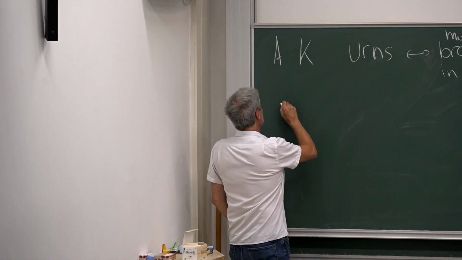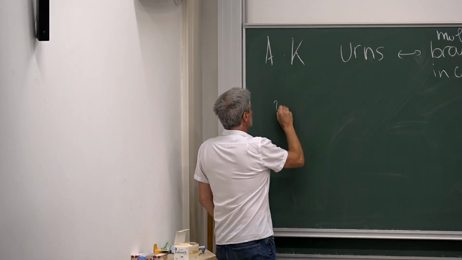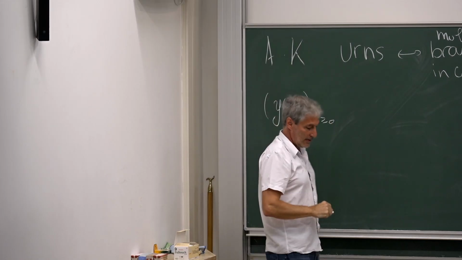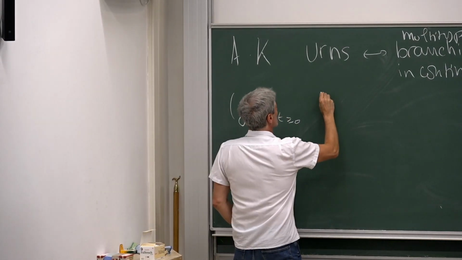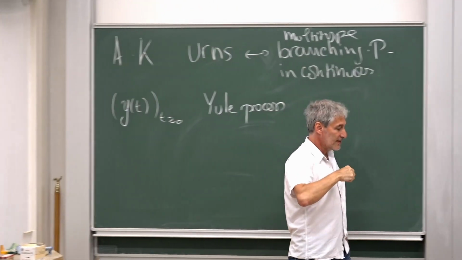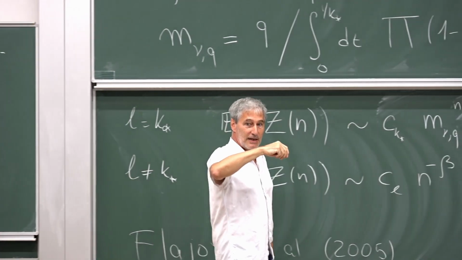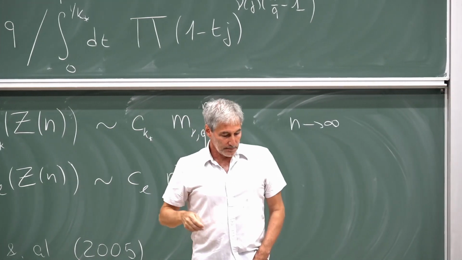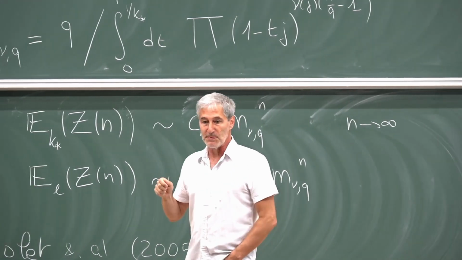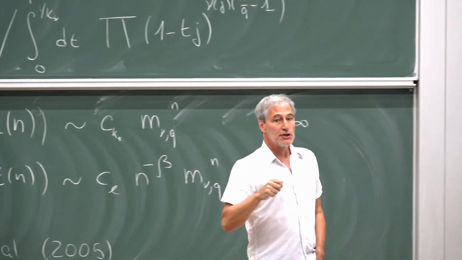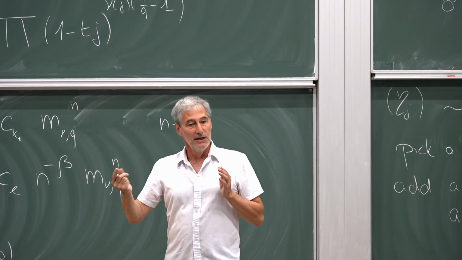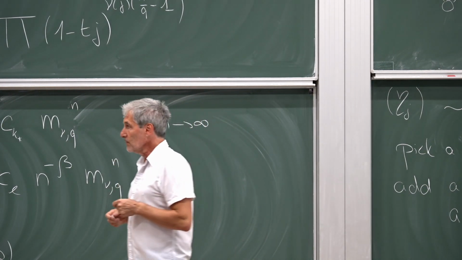balls continuously. And to be more specific, let me introduce little y of t for t greater than or equal to 0. This is a so-called standard Yule process. It's a process starting from 1, and then you jump to 2, and then you jump to 3, and so on. So the waiting time for the first jump is exponential with parameter 1. Waiting time for the second jump is exponential with parameter 2. For the third jump, exponential with parameter 3, and so on. So there is an acceleration of the process.